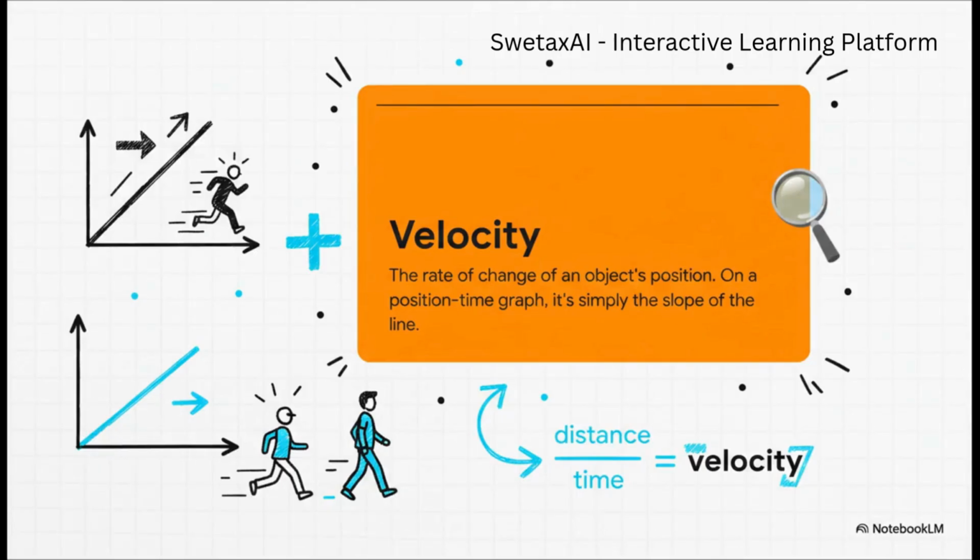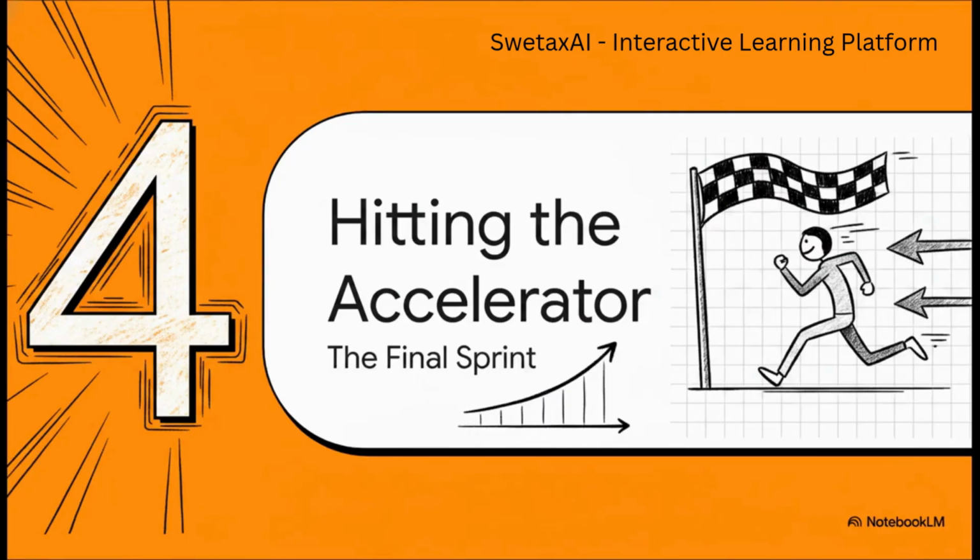And this brings us to an absolutely crucial idea. That steepness of the line, it has a name. It's called the slope. And on a position time graph, the slope is the velocity. If the line is steeper, it means a higher velocity. Alex is running faster. If it's a gentler slope, it's a slower velocity. The biggest takeaway here is super simple. Slope equals velocity.